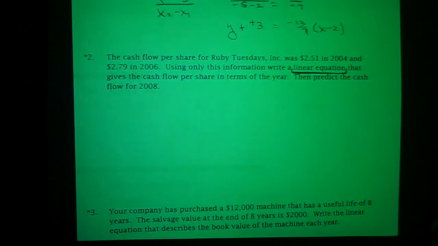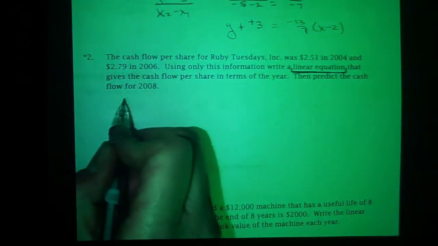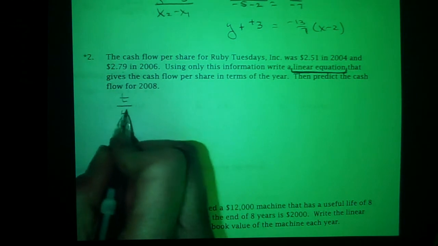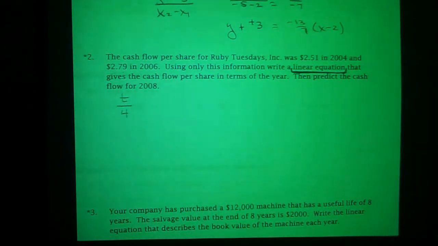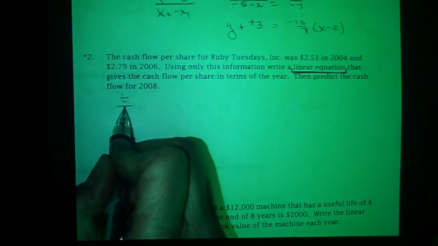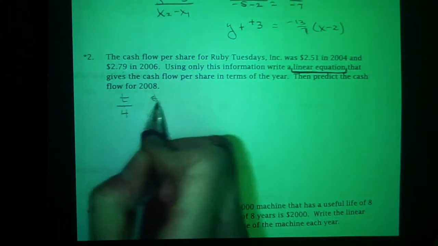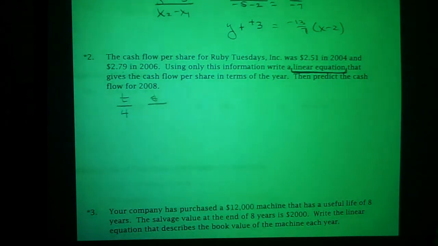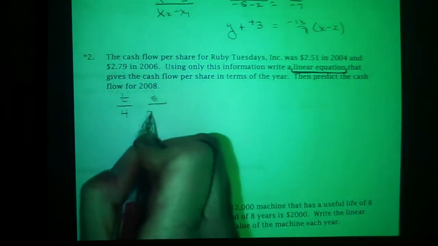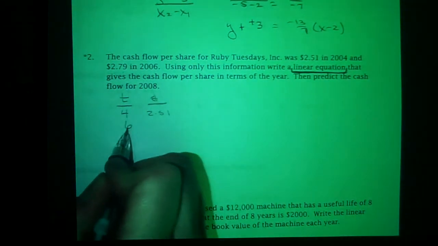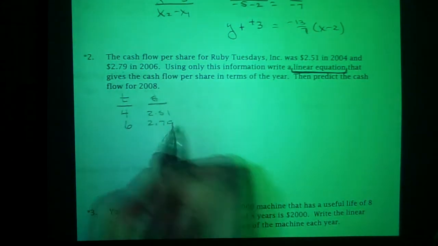So one thing I like to do to simplify things a little bit is I'll let T stand for the year, but instead of using 2004, I'm just going to use the ones digit of that, and I'm going to use the number 4. So I'm going to match a T value of 4 with a money value, which is the cash flow of $2.51. And then I'm going to match a T value of 6 with $2.79.